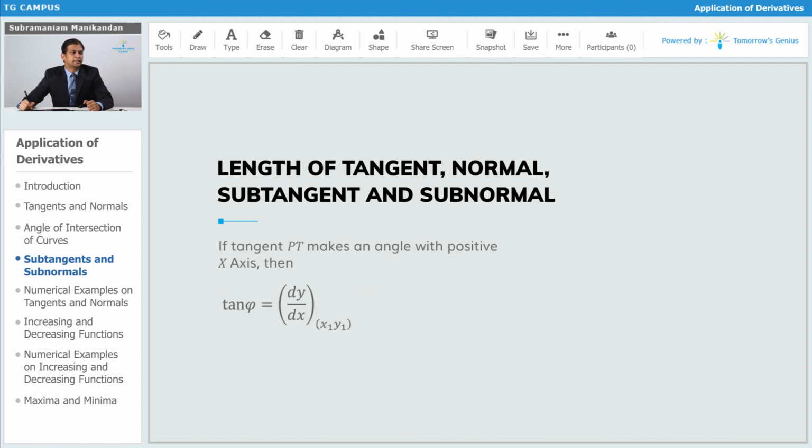If the tangent PT makes an angle phi with the positive x-axis, then tan phi, as we have already seen earlier, is equal to the derivative of the function with respect to x at (x1, y1).